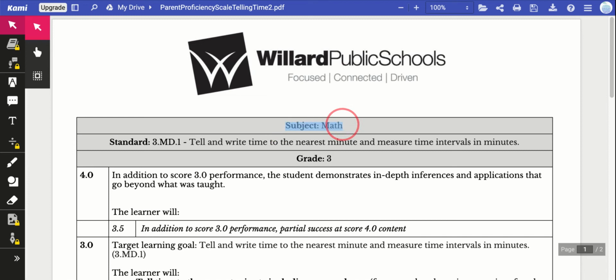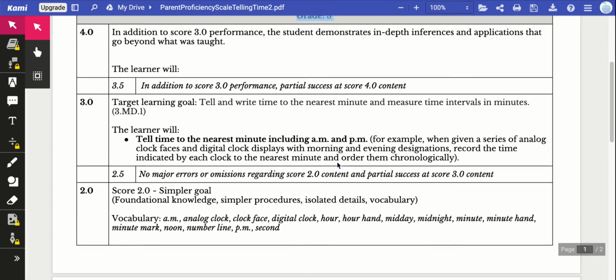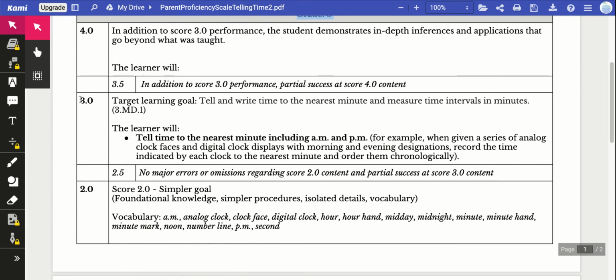At the very top, you're going to put whatever your subject is, then you're going to list your standard, and then you're going to tell what grade level you're working at, okay? Now, I'm going to skip the 4 and I'm going to go straight to the 3. 3 is the learning target. This is the actual goal for all students. So this would be your on grade level standard, okay?